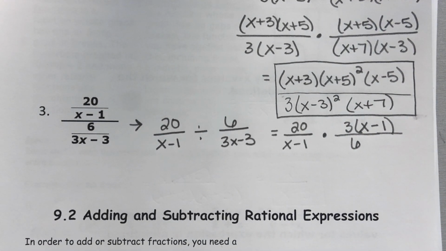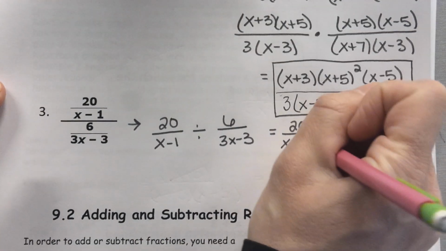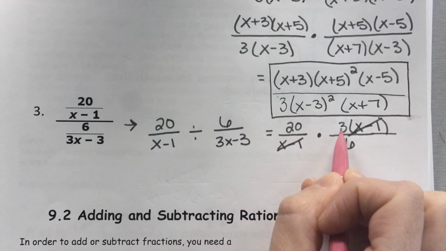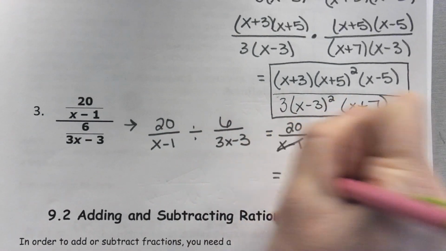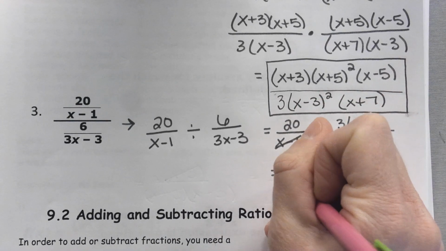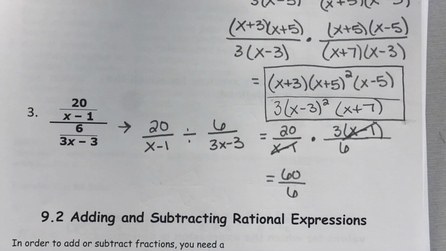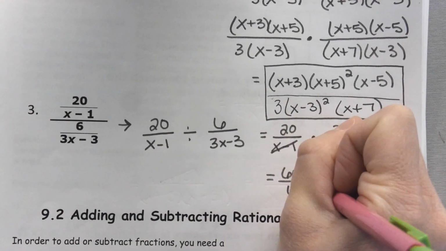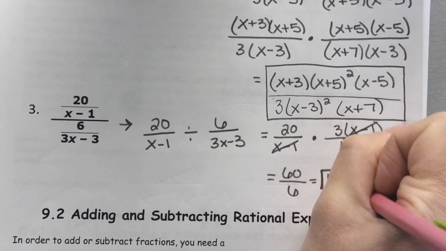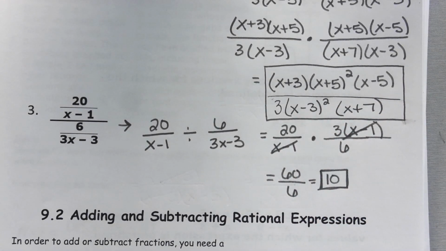Can anything cancel in this one? Yeah, x minus 1s. And so then I have in the top 20 times 3, which is 60, all over 6 times 1, which is just 6. And what do I get when I divide that? 10. That was a good one.